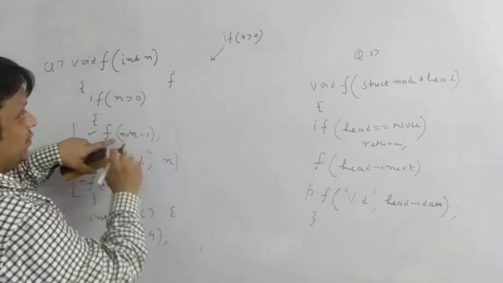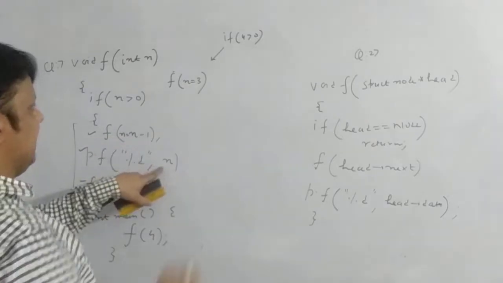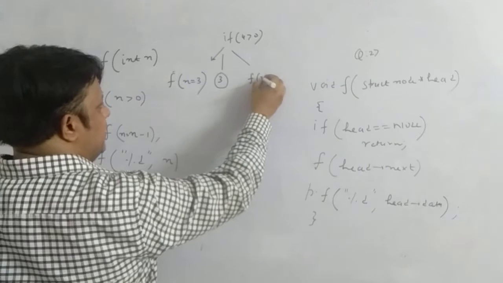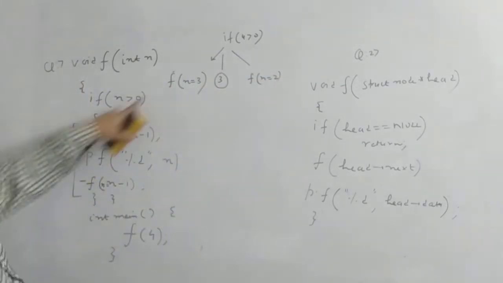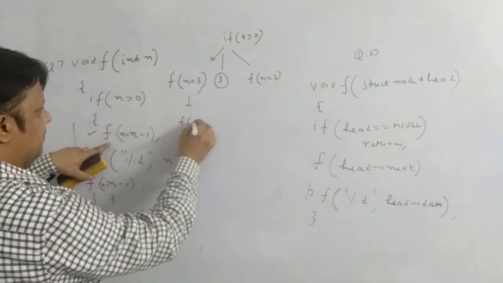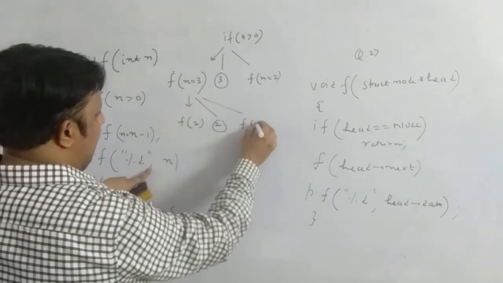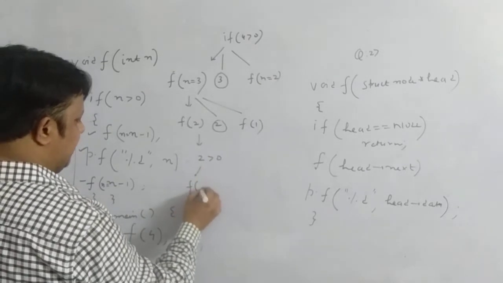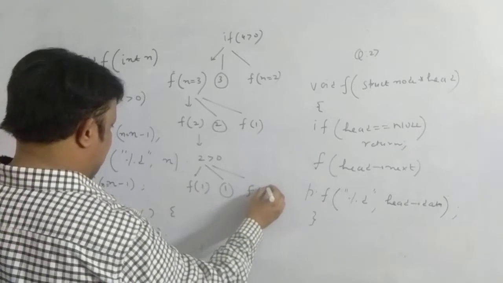Now see, n = n - 1, so the value of n is now 3, and that 3 you are printing, so this is 3. Again n = n - 1, so n becomes 2. You have changed the value of n. Now when you call this function, n is now 3, so it becomes f2, then your 2 gets printed, and then f1. Now when you call this function 2, greater than 0, then it is f1, and then 1 gets printed, then your f0.